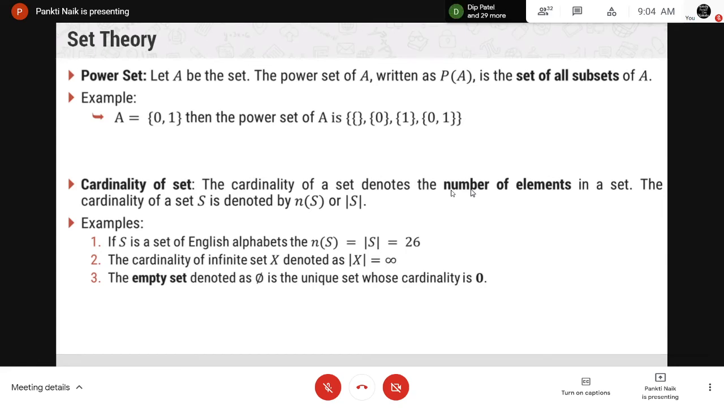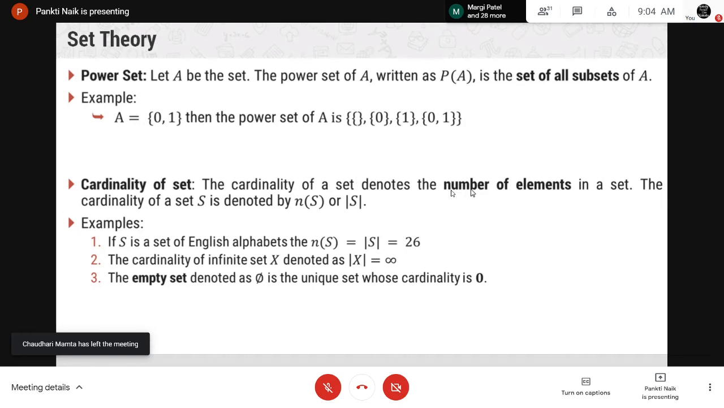Okay. Now next is power set. If we take one set A, right? Then the power set for that: A is equal to {0, 1}. Then power set of A is {null, {0}, {1}, {0, 1}}, right? Set of all subsets. This is known as power set and it is represented by P(A), right?